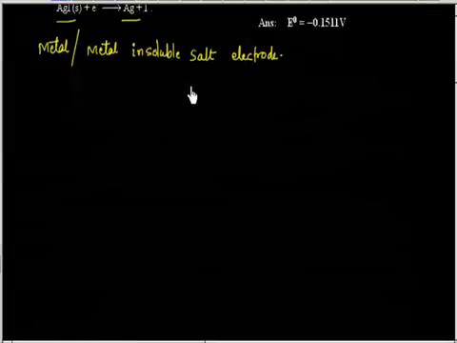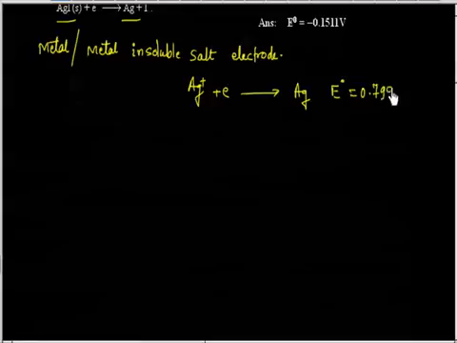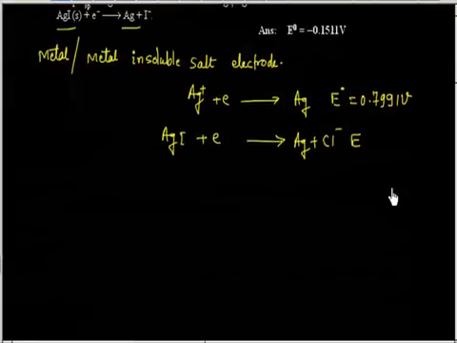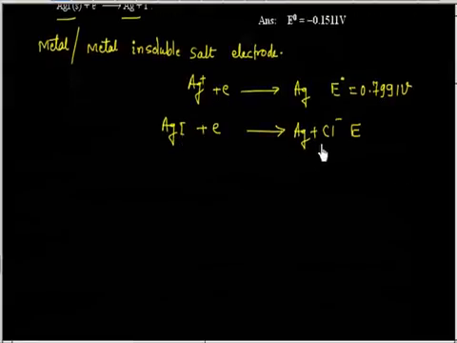Let me first discuss. This is given to you: Ag plus plus electron gives Ag. For this cell, E degree is given to you as 0.7991 volt. This is given in the problem. Now you have to find E degree for the cell AgI plus electron gives Ag plus I minus. I wrote Cl minus by mistake; since this is AgI, it should be I minus.